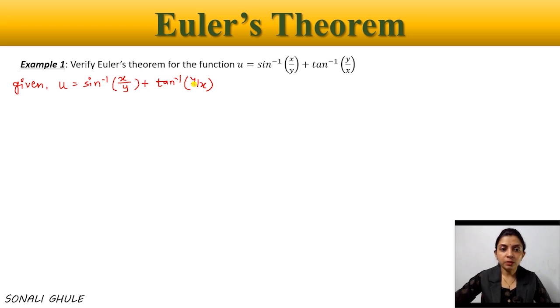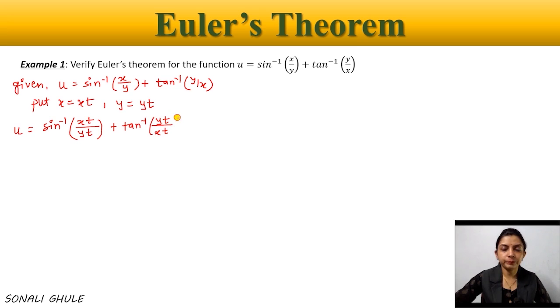Okay, so for this first of all what we have to do here is put x equal to xt and y equal to yt, right? So we are going to put here x equal to xt and y equal to yt, right? So when I put x equal to xt, what I get, see here, xt upon yt plus tan inverse yt upon xt.